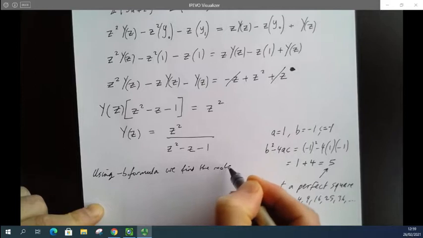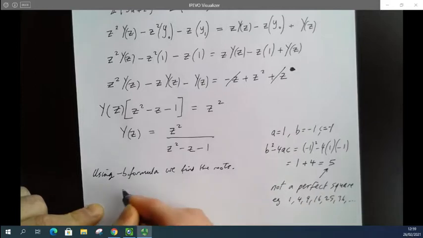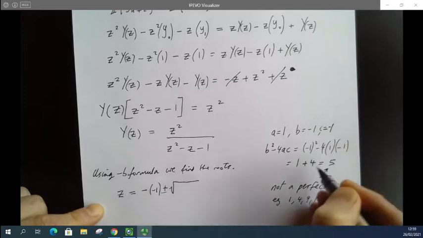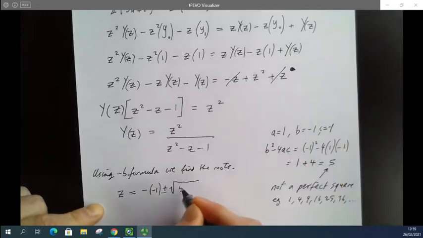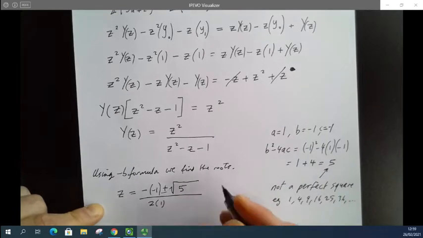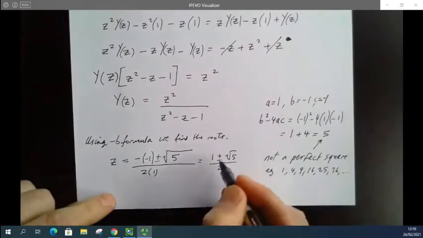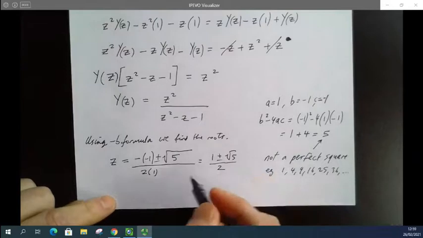And we've actually done a lot of the work already. So the roots are z equal to minus b, so that's minus 1, plus or minus the square root of b squared minus 4ac, which is 5, all over 2a, which is 2 times 1. So that's 1 plus or minus root 5 over 2. Okay, so these are kind of awkward roots. That's what I was talking to you about, that it doesn't factorize nicely.